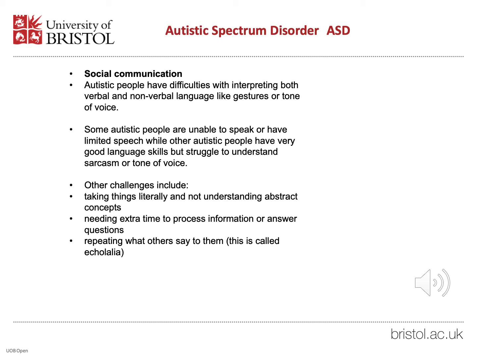ASD normally affects people in two different ways: their social communication and their social interactions. People with ASD have difficulties interpreting both verbal and non-verbal language, like gestures or tone of voice. Some with the more severe conditions are unable to speak or have very limited speech, while others have good language skills but struggle to understand sarcasm or tone of voice.